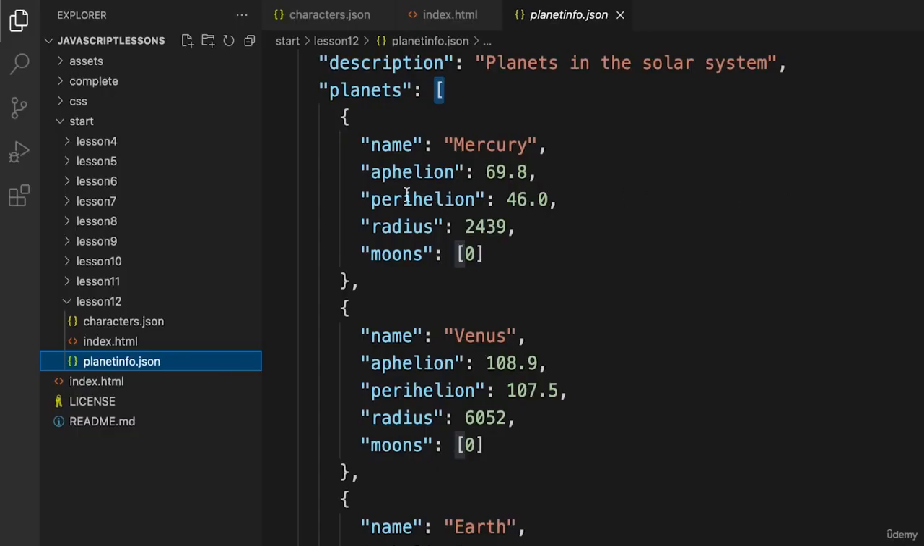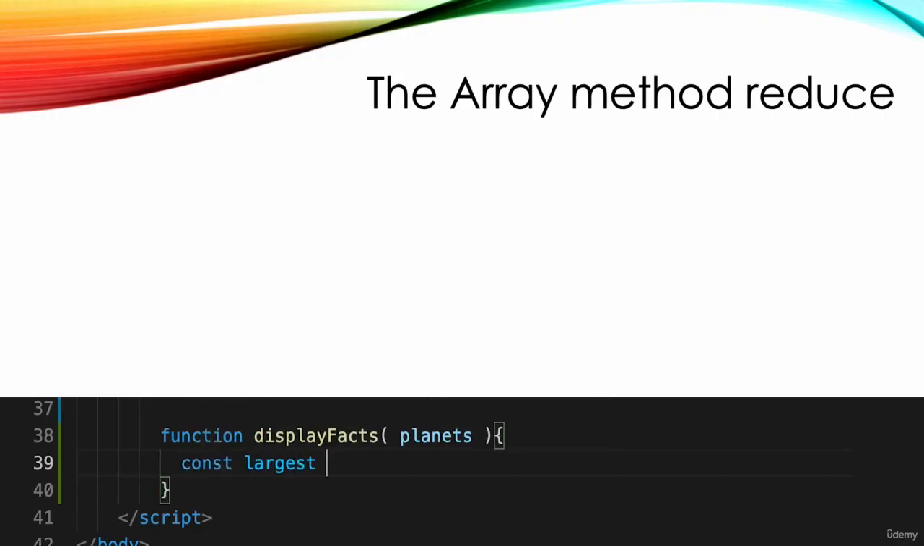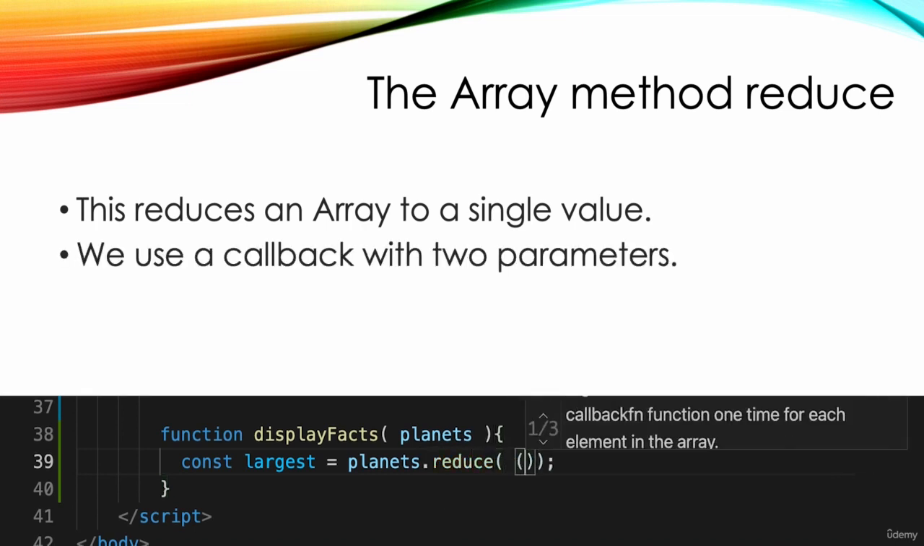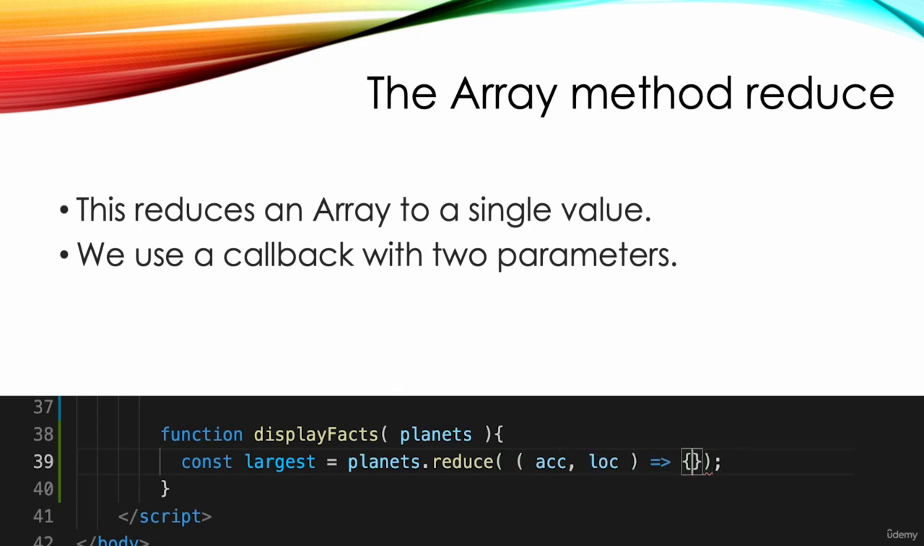We have an array of planets and we'd like to find the largest planet. Each item in the array is an object. One property of this object is radius. We just need to find which object in the array has the largest radius property. We'll use the reduce method of an array. This reduces an array to a single value. It does this using a callback with two parameters.